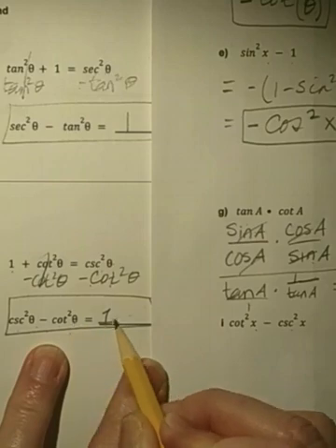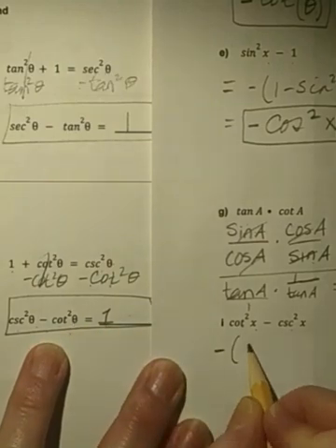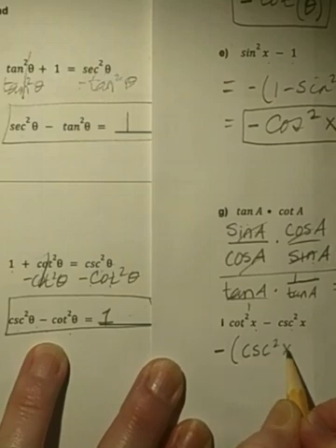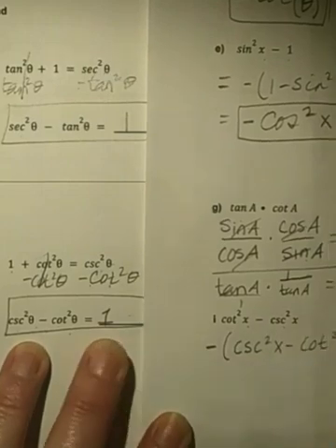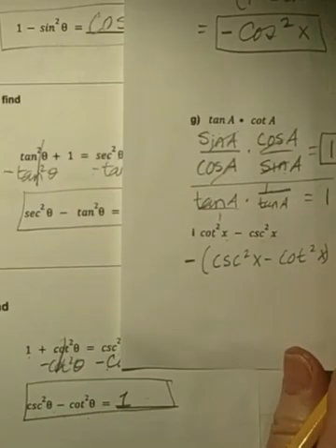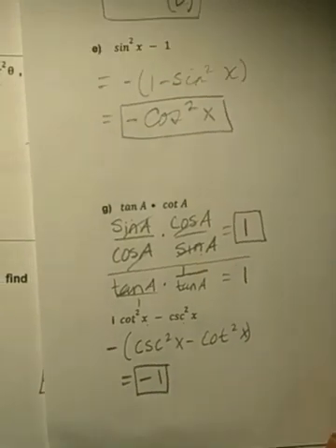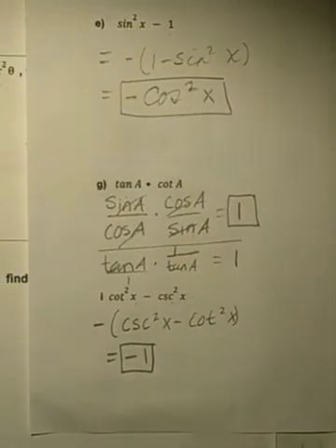So like I said, this will be the opposite of 1. This is the opposite of cosecant squared of x minus cotangent squared of x. And that'll just give me the opposite of 1. So it's negative 1. And that concludes the lesson.